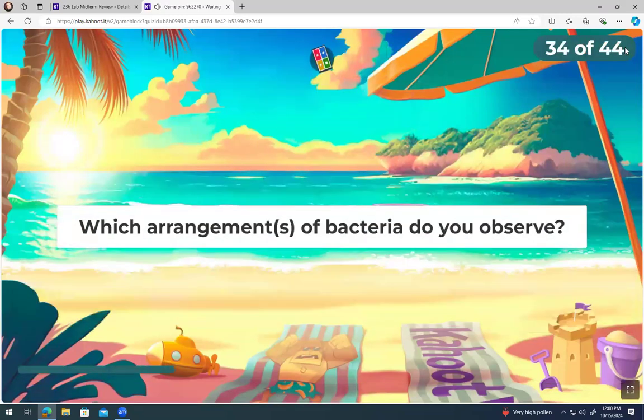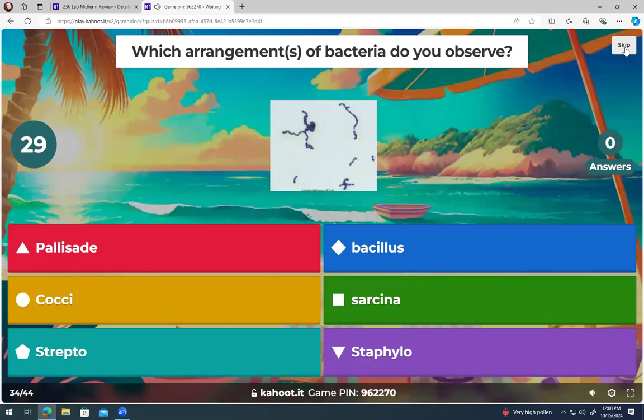All right, which arrangements of bacteria do you observe? I'm going to warn you guys, it's just going to be one.